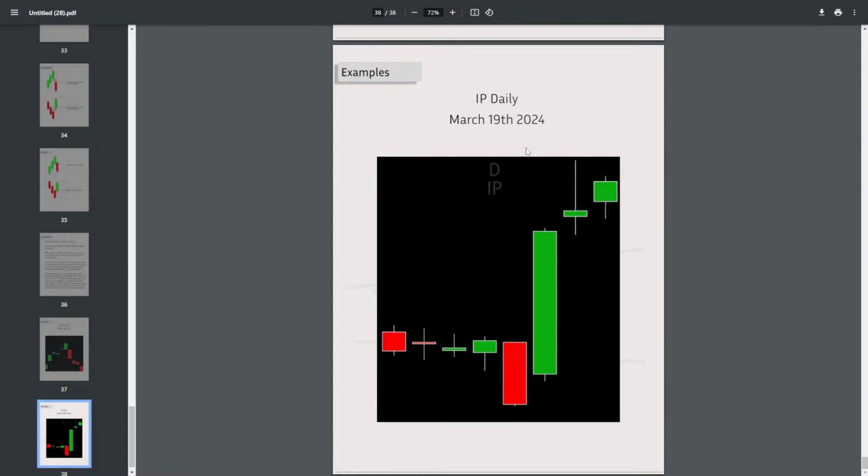We got another example here. This is IP on the daily. You'll notice it's a variation. And this occurred on a Tuesday, I believe. Actually, I take that back. I'm not 110% sure, so I don't know.